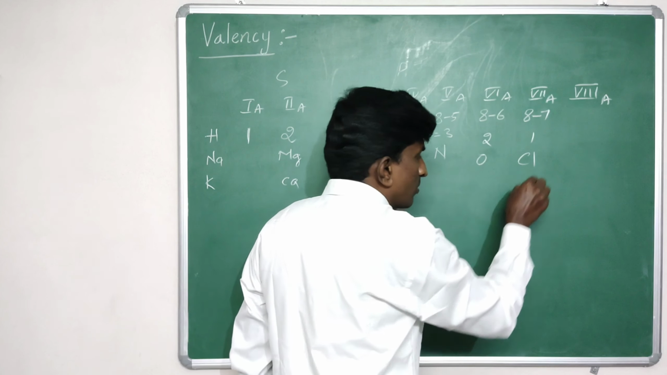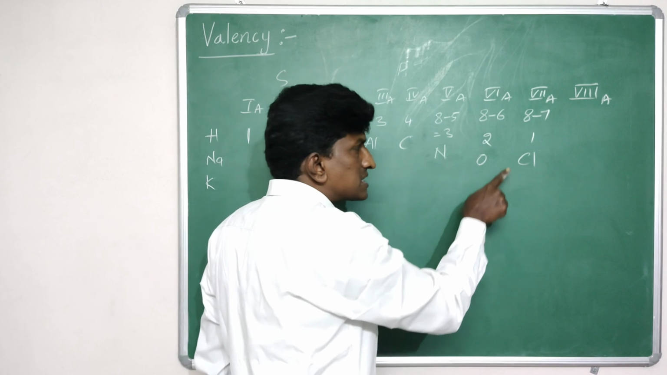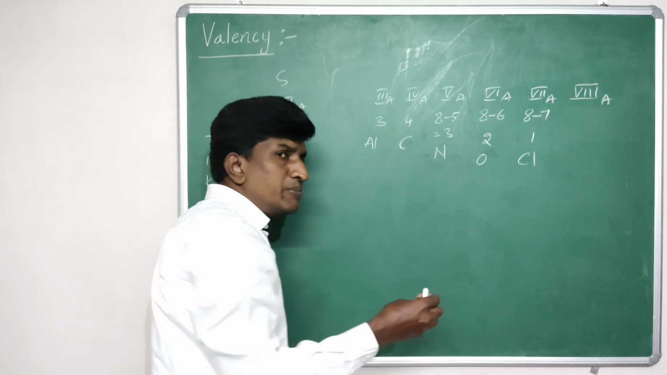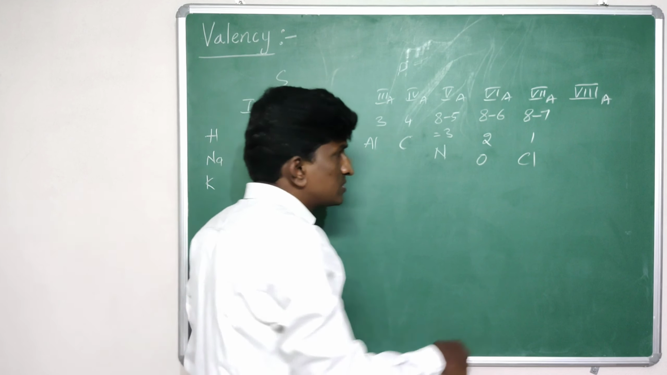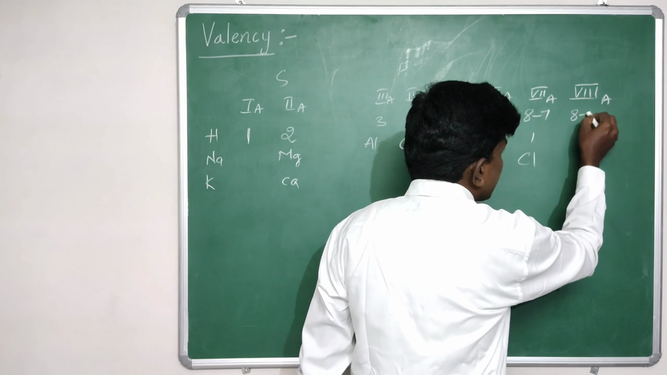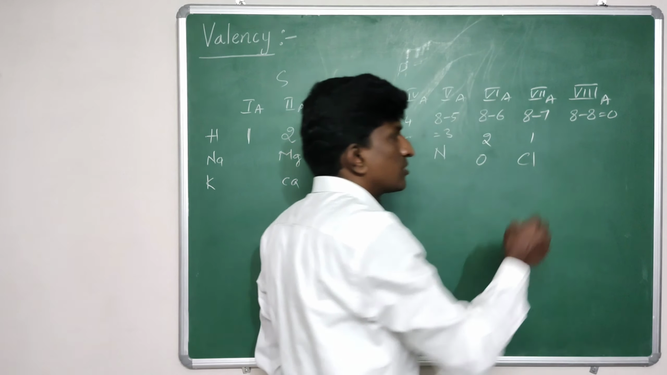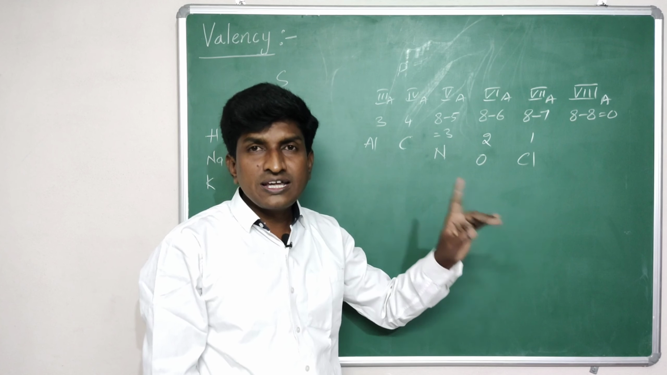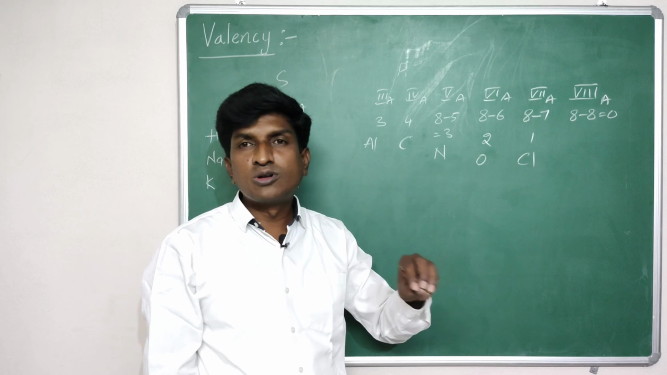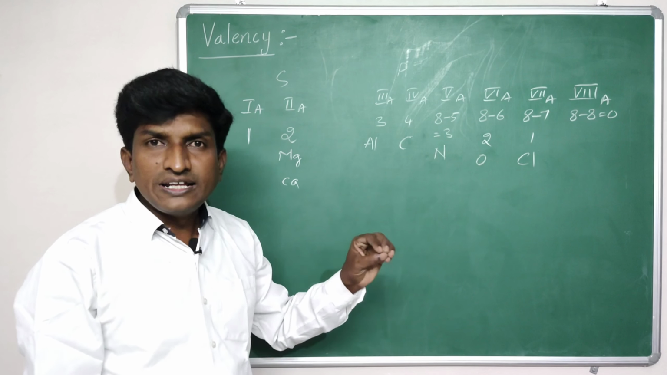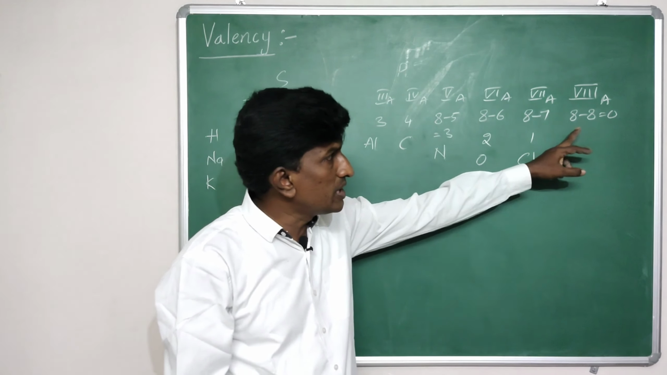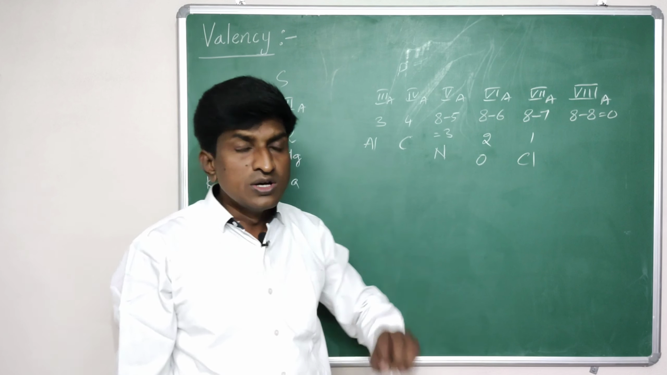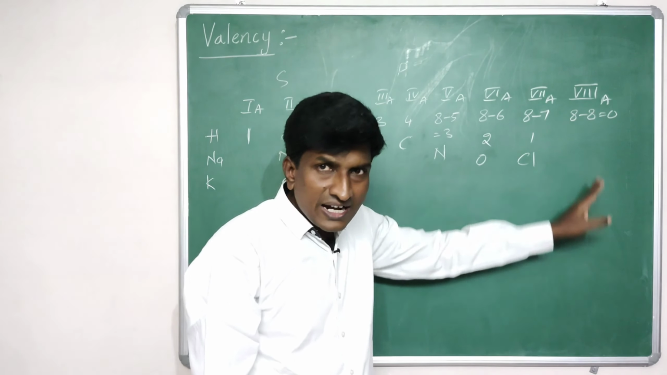For example, chlorine. If chlorine gets 1 electron in its outermost orbit, then it has 8 electrons and becomes stable. And what about the 8th group? The valency of the 8th group is 0, because 8th group elements already have 8 electrons in the s and p orbitals of the outermost orbit. So the 0 group or 8A group elements already have 8 electrons, they are stable. That's why they are unreactive.